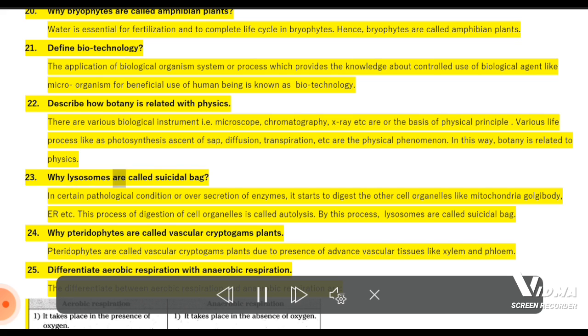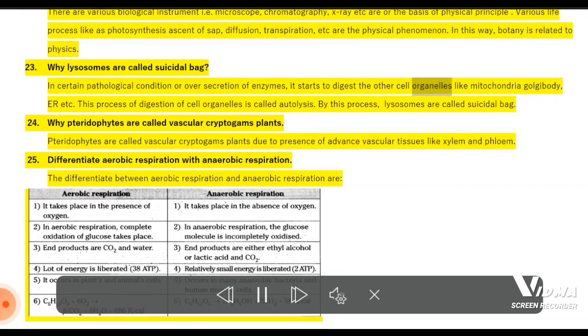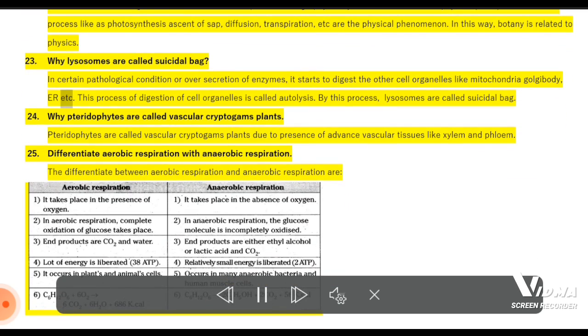23. Why are lysosomes called suicidal bags? In certain pathological conditions or oversecretion of enzymes, it starts to digest the other cell organelles like mitochondria, Golgi body, etc. This process of digestion of cell organelles is called autolysis. By this process, lysosomes are called suicidal bags. 24. Why are pteridophytes called vascular cryptogams? Pteridophytes are called vascular cryptogams due to presence of advanced vascular tissues like xylem and phloem.